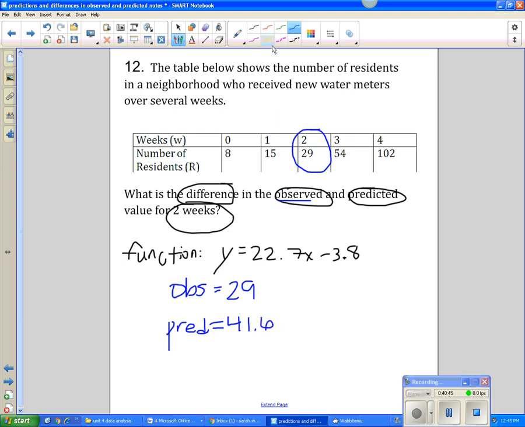Last thing you have to do: it says difference, so you're going to have to subtract these. So 29 minus 41.6. You could put a negative or a positive, but you get 12.6 as your answer once you subtract them.